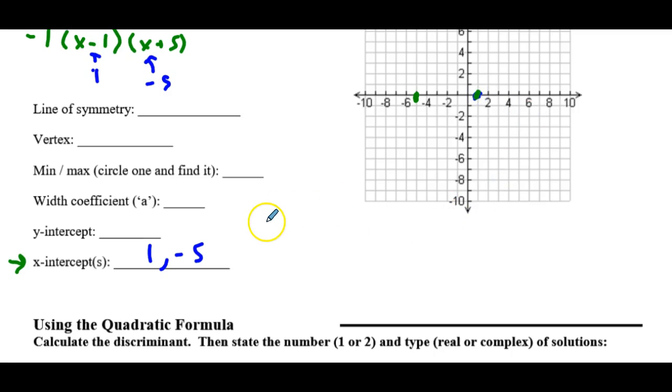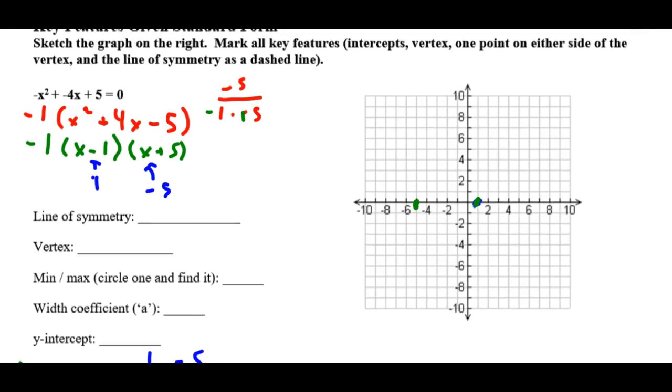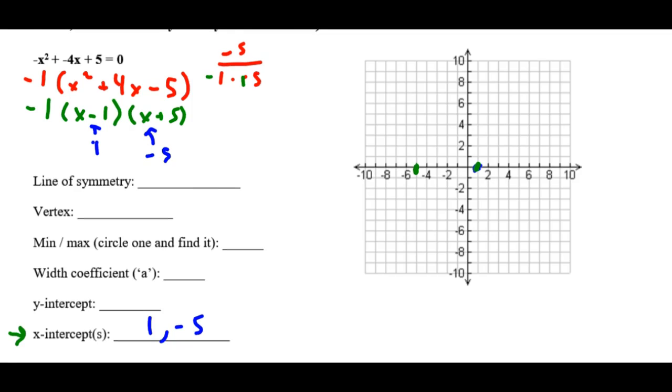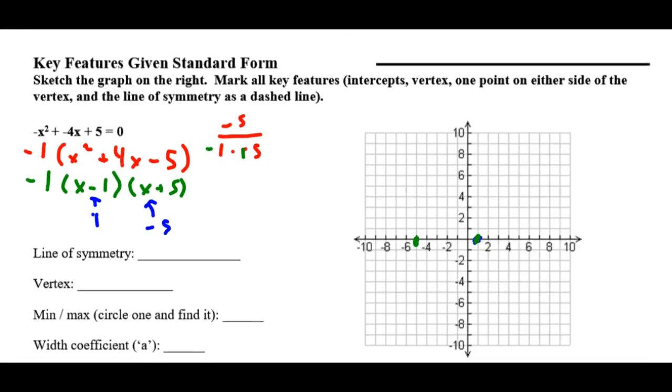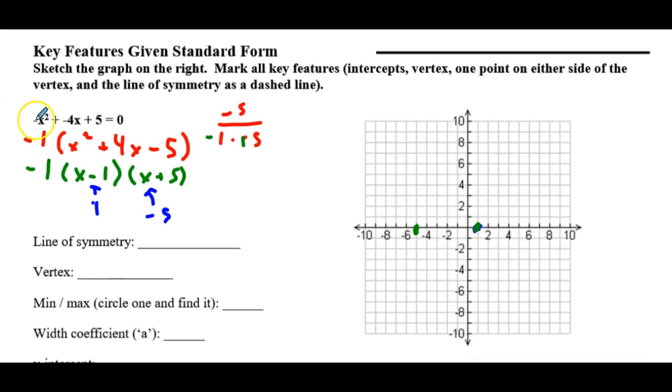So there they are. The rest of these is going to use some other information. I'm actually going to do my vertex, line of symmetry, min-max last. So my width coefficient and my y-intercept come straight from the problem. A is always the very first part, always the number in front of x squared. And even though it's just a negative sign, we know that that really means a negative 1. So A is negative 1. I can just write that in.